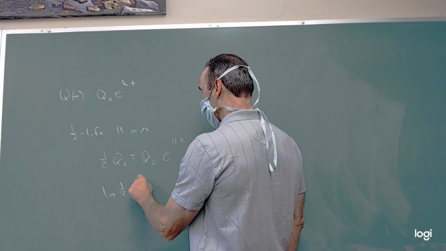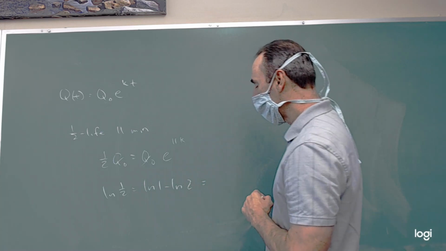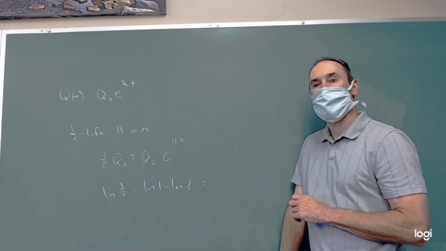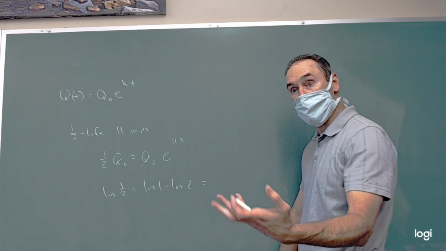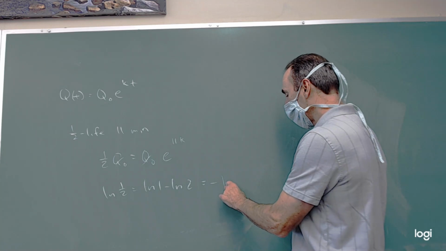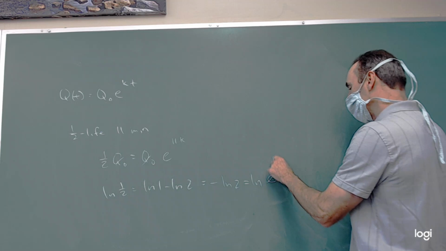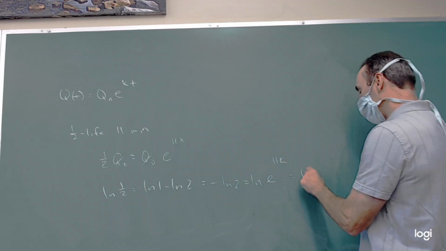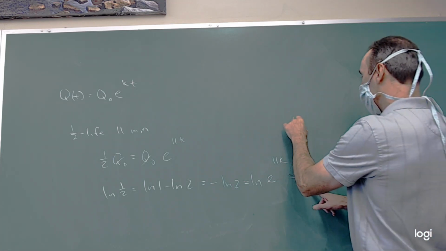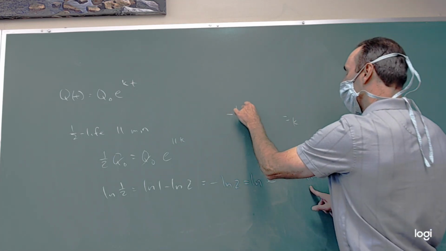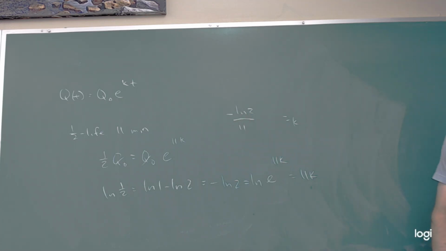So still we get to use our properties of logarithms, which is always fun. So we could say the natural log of a half is natural log 1 minus natural log 2. The natural log of 1 is also 0, making this a negative natural log 2. And then when we take the natural log of e to the 11k, that's going to be just the 11k. So we get to say k is going to be the negative natural log 2 over 11. Follow all that?